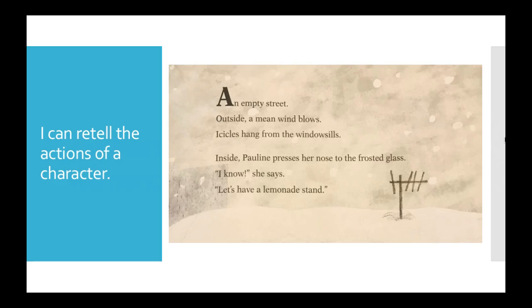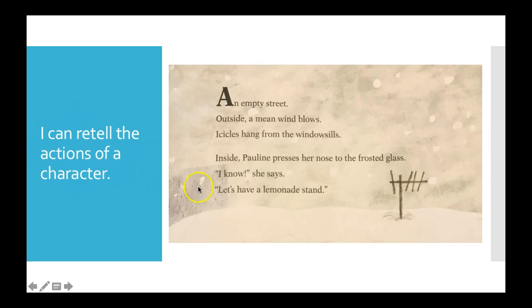So let's reread that section so that we can retell the actions of the character. And I'm going to keep that objective over here to the left so you can keep on seeing it. An empty street. Outside, a mean wind blows. Icicles hang from the windowsills. Inside, Pauline presses her nose to the frosted glass. "I know," she says. "Let's have a lemonade stand."